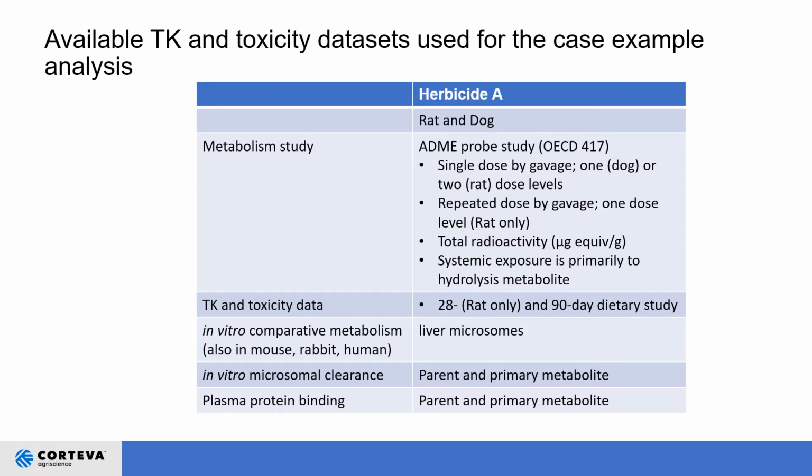The available data used in this retrospective analysis are listed here and include single-dose metabolism probe study data for both species, along with repeat dose TK and toxicity data. In addition, in vitro data evaluating unique species metabolism, microsomal clearance, and plasma protein binding were evaluated. The metabolism pathway for Herbicide A includes the parent compound, along with primary metabolite B, which is common to both the rat and dog species.